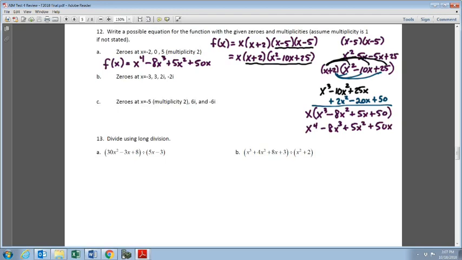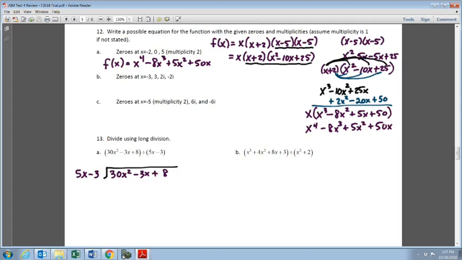I'll go ahead and do a and b. B and c are unchanged, so I'm not going to worry about those. So on 13a, let's go ahead and set this up. So what we put underneath this symbol here is called the dividend, and we're dividing it by the divisor, 5x minus 3.